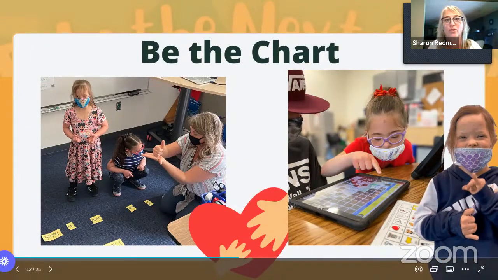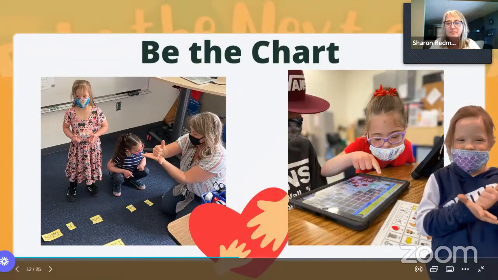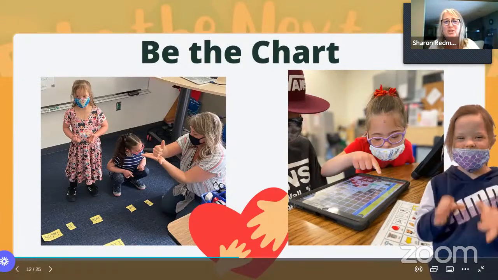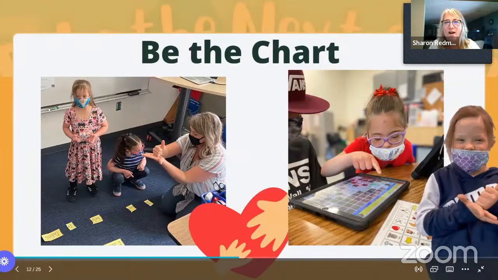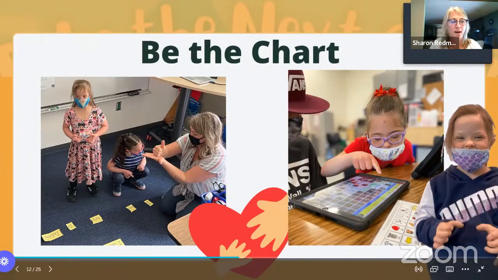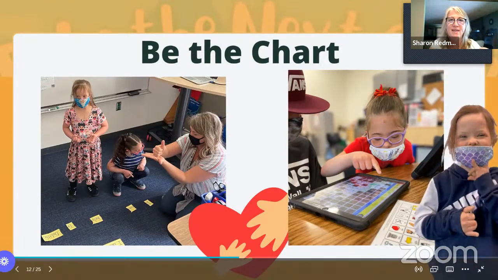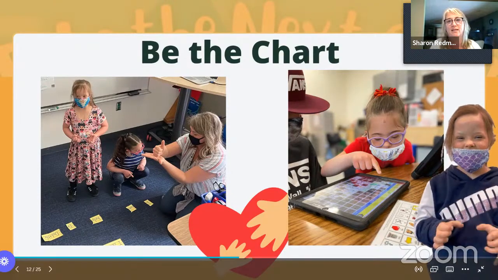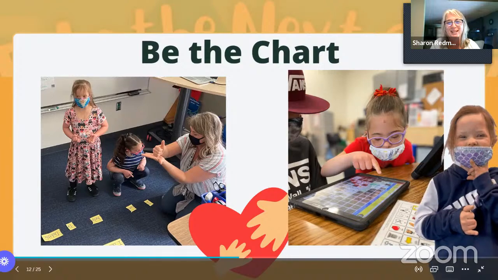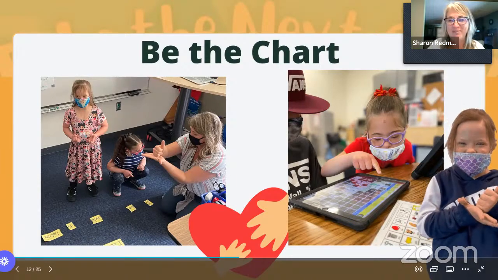So we don't just work with those words and be the chart, but then we are the chart. We are those words, right? And I think I wrote "be the chart." It should be "be the sentence." Sorry, I just realized that. So we really want our kiddos to find, again, meaningfulness within their writing. So this was a great example.